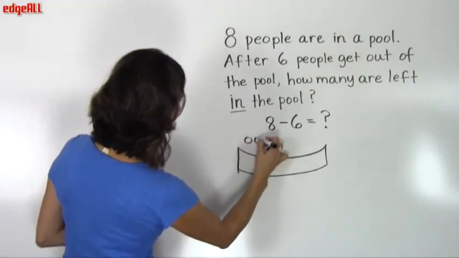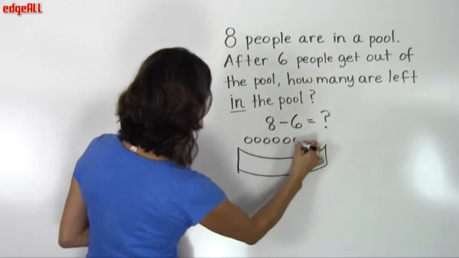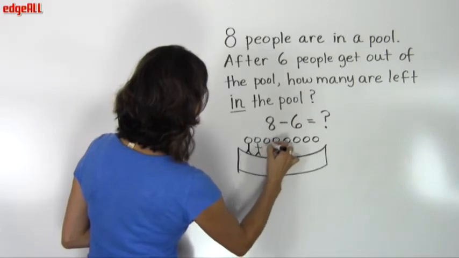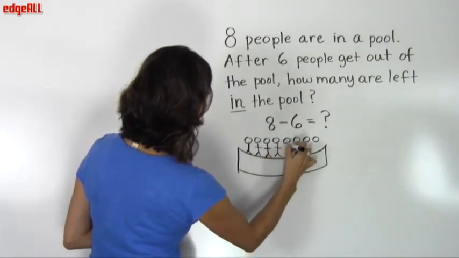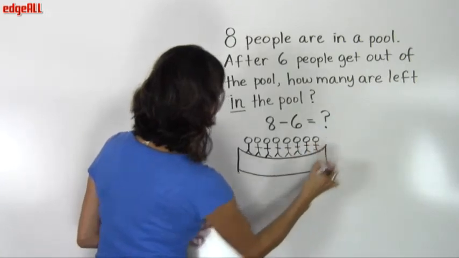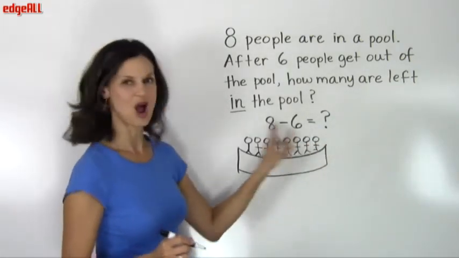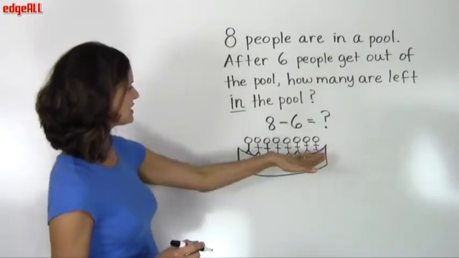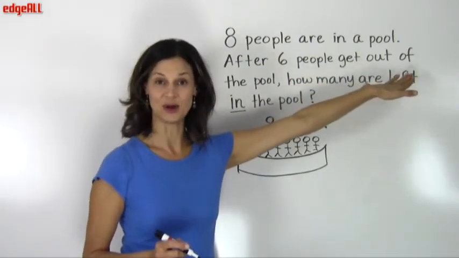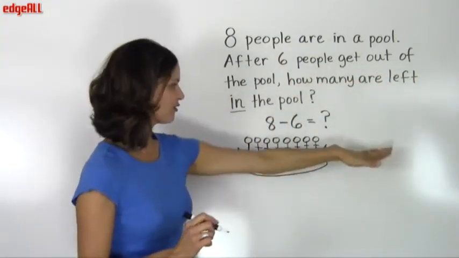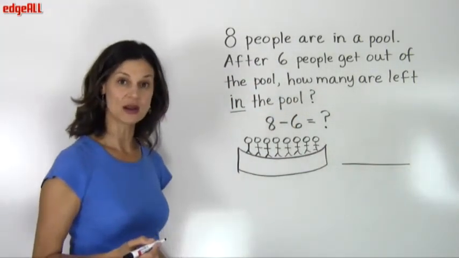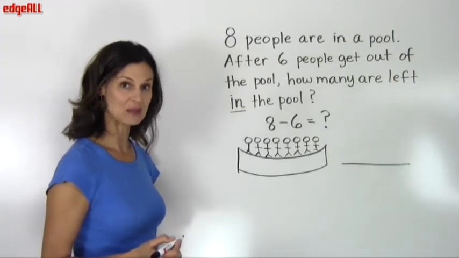So 1, 2, 3, 4, 5, 6, 7, 8 people. And I'll just draw my little stick figures here. We'll pretend that they're all standing in the pool. They're all playing in the pool. And at this point they're standing because 6 of them are going to climb out. So we start with our 8, but then 6 people get out of the pool. So now I'm going to draw over here on the dry ground the 6 people who got out, and we'll take them out of the pool one by one.